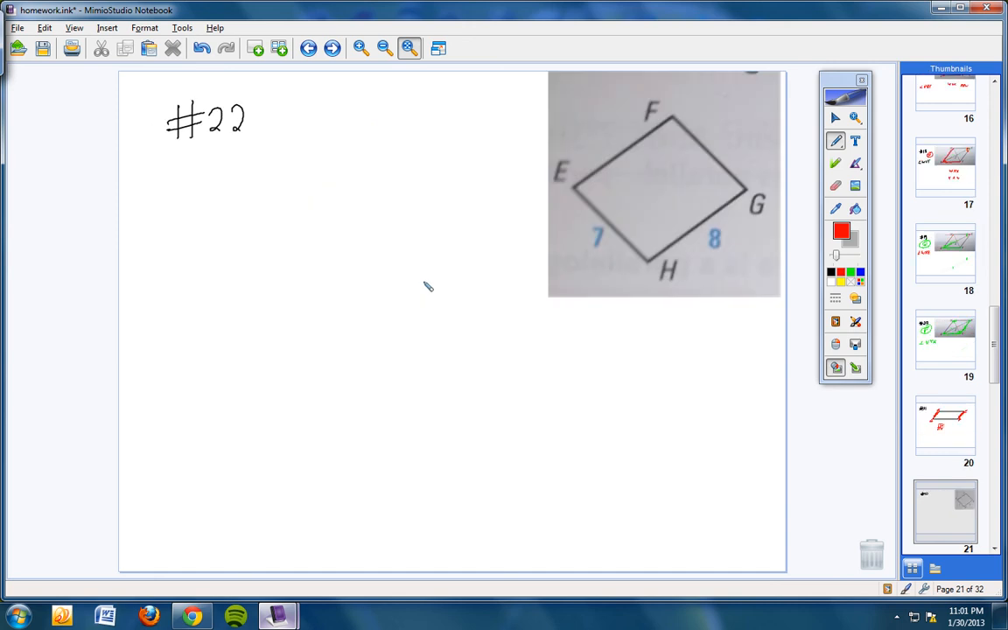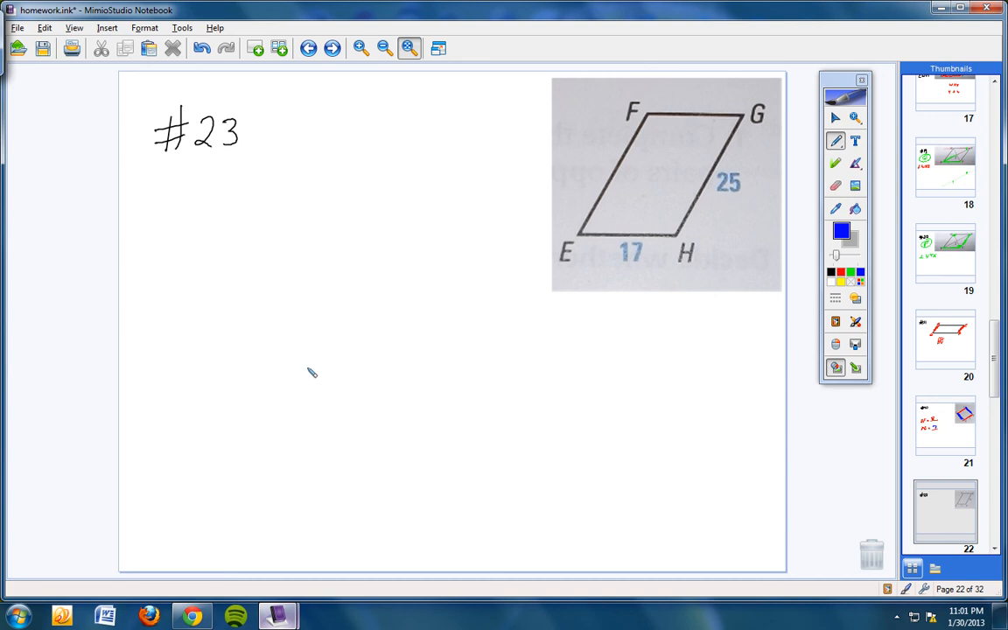All right, number 22. Let's see what they're doing here. We have a parallelogram, and in all of these, 22, 23, and 24, they want us to find EF equals blank and FG. So here we go. Students, EF has to be congruent to HG because we have a parallelogram. So EF is 8, and then FG right over here, I'll do that different color blue. FG is across from EH, so FG has to be 7. Remember, in a parallelogram, opposite sides are congruent. Okay, number 23.